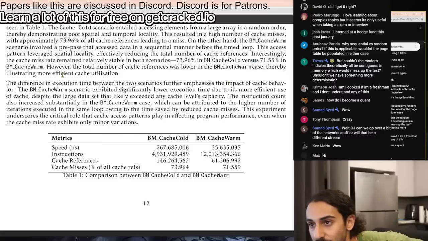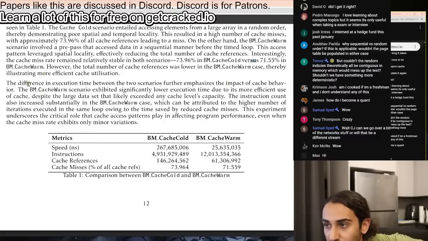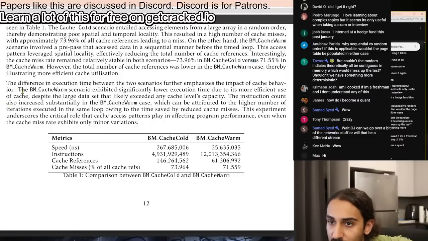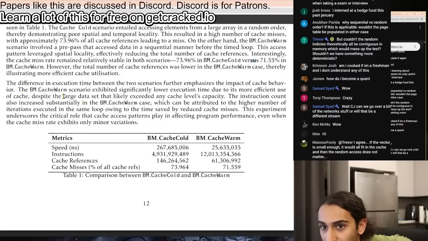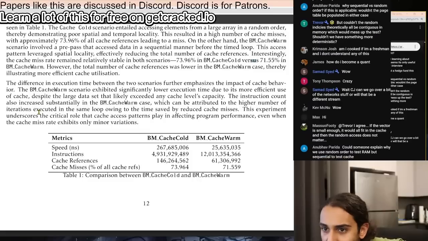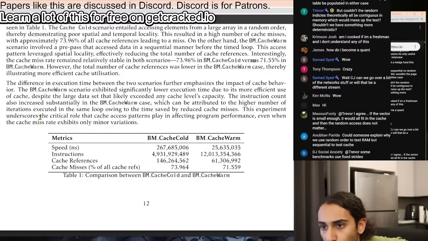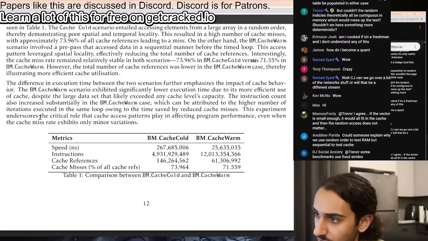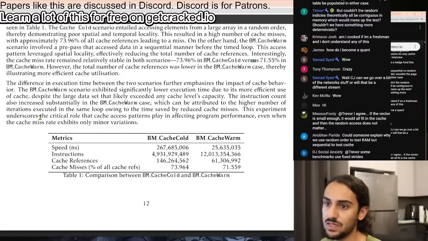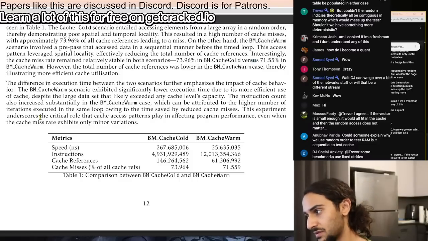The warm scenario exhibited a significantly lower execution time due to more efficient use of the cache, despite the large dataset that likely exceeded any cache level's capacity. The instruction count also increased substantially in the warm case, which can be attributed to the higher number of iterations executed in the same loop, owing to the time saved by reducing cache misses. This experiment underscores the critical role that cache access patterns play in affecting program performance, even when the cache miss rate exhibits only minor variance.